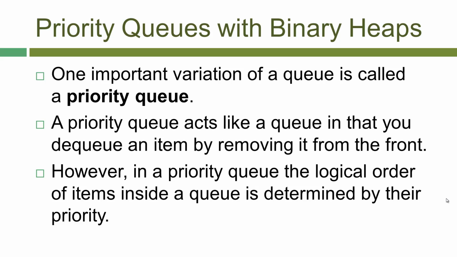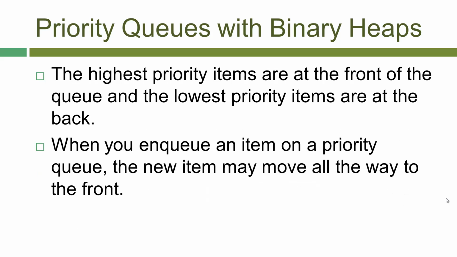So we discussed stacks, queues, and decks, and now we're going to talk about an important variation of a queue called a priority queue. A priority queue acts like a queue in that you can dequeue, or remove, an item by removing it from the front. However, in a priority queue, the logical order of the items inside the queue is determined by their priority. So the highest priority items are at the front of the queue, and the lowest priority items are at the back. And when you enqueue, basically meaning adding an item to that priority queue, the new item may move all the way to the front, depending on its priority.